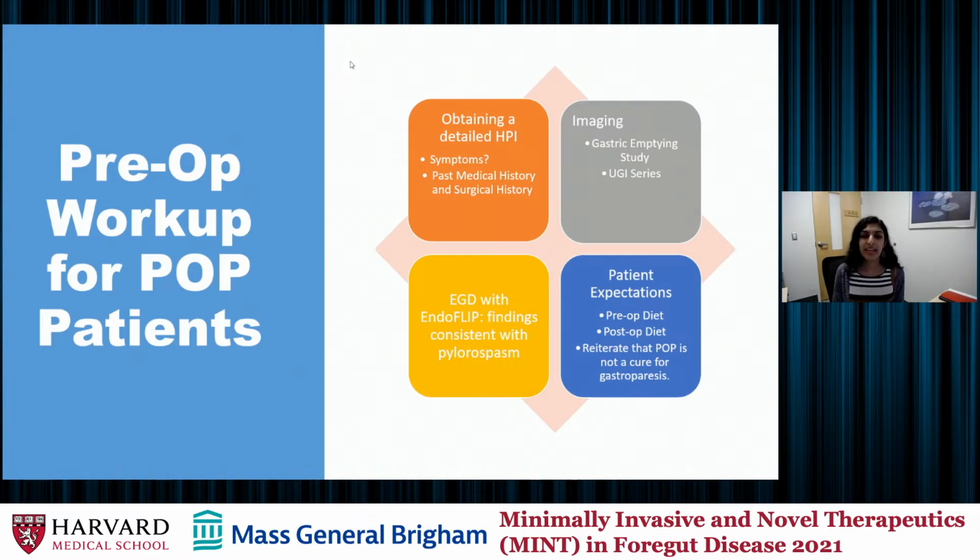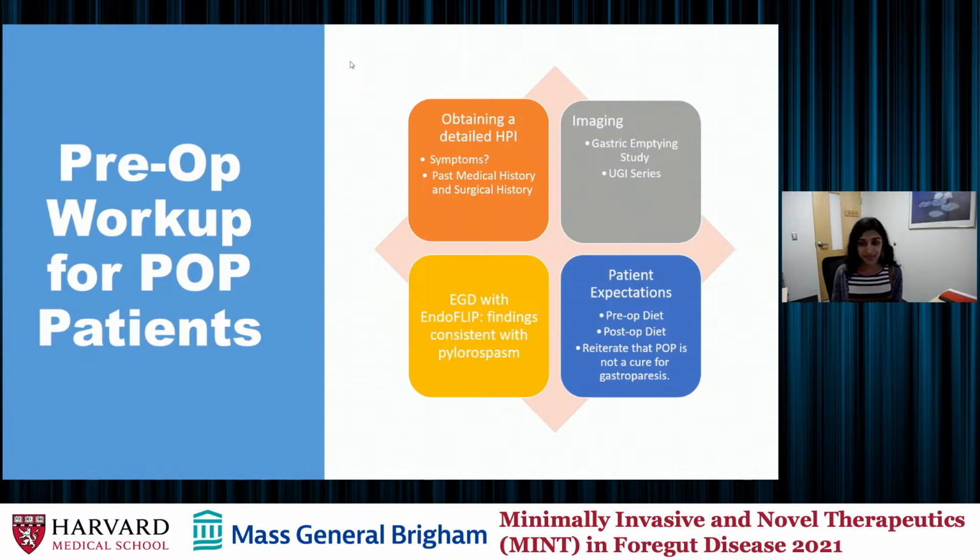We also want to make sure that they have complete imaging and a workup prior to this. So a gastric emptying study that shows that they have gastroparesis and an upper GI series to make sure that we're ruling out anything physical that could be causing their symptoms as well. Again, we can also do an EGD with EndoFLIP or an endoscopy with EndoFLIP. And usually with that, there are findings consistent with pylorospasm that will help us determine even if the POP is going to be beneficial for these patients.